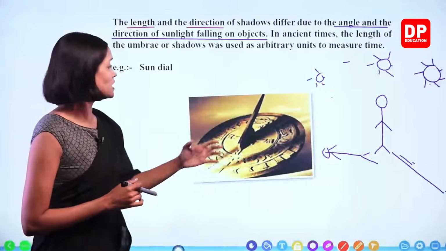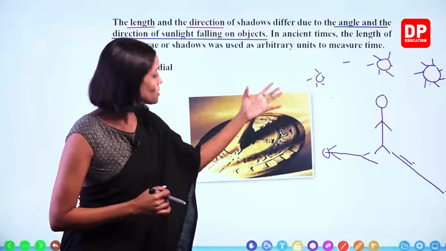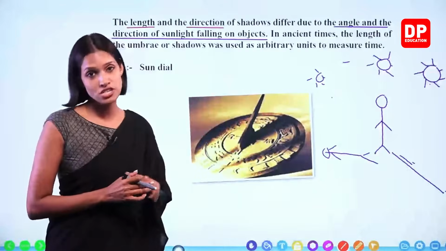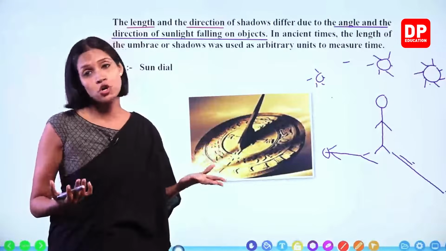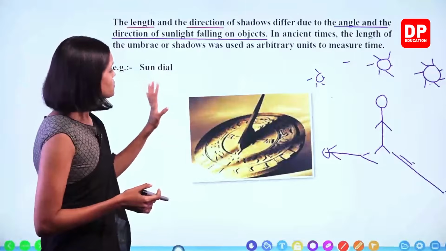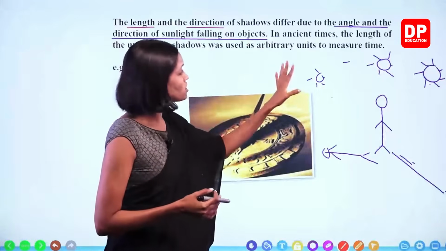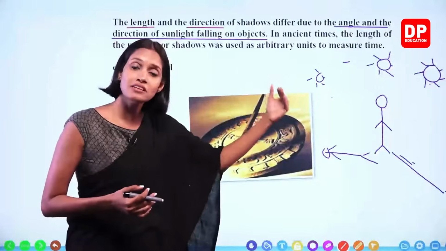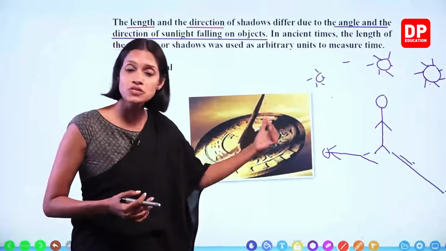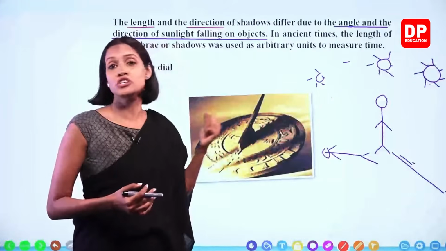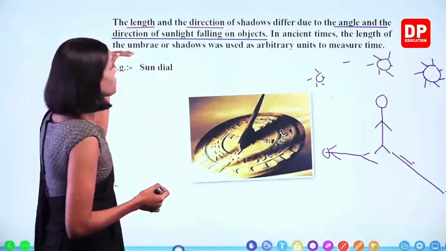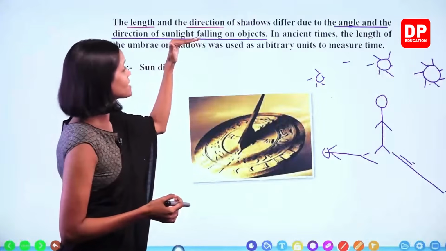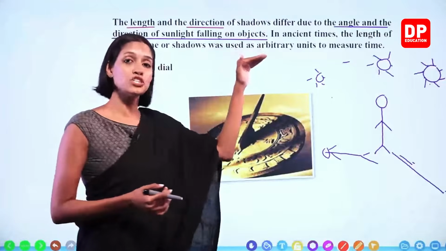Right? Actually, this was used to measure time during the ancient times, because during the ancient times, people did not have clocks. Right? So the formation of shadows, and the length and the direction of the shadows, was used as a unit to measure time. How? In ancient times, the length of the umbra or the shadows was used as arbitrary units to measure time.